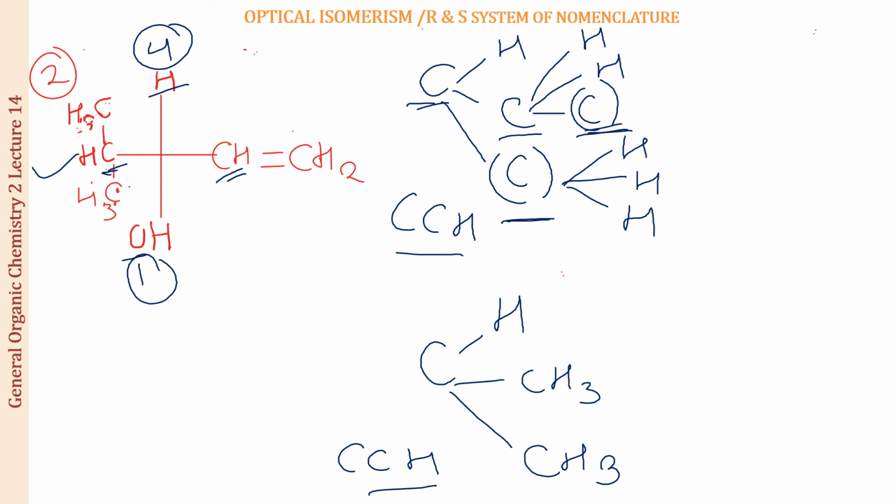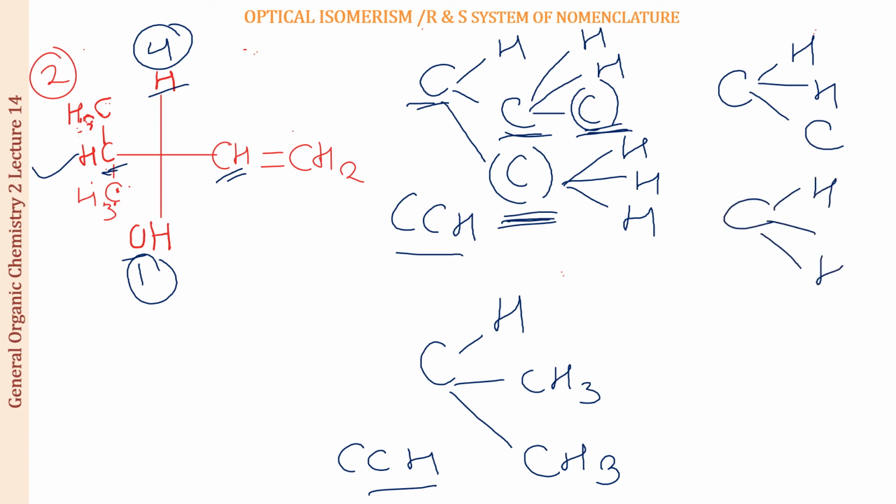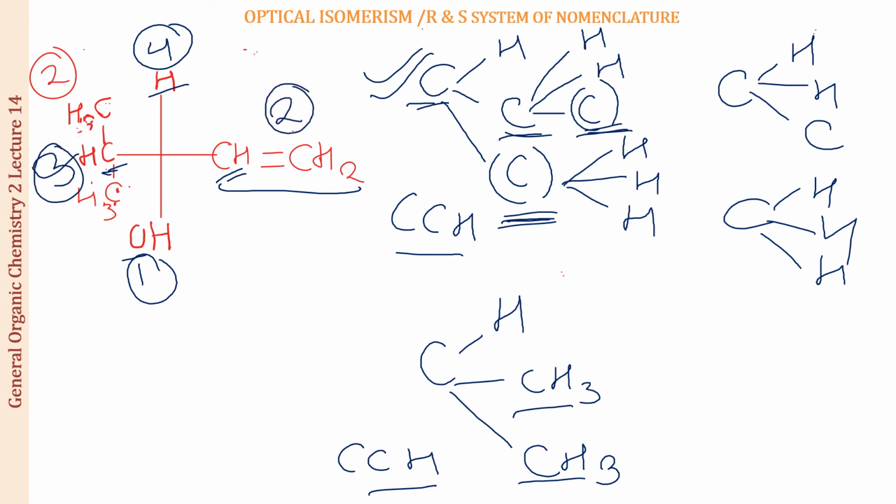Fine. So here now what you can see is that this carbon is forming an H and a C bond, and this one is forming an H. And here we have all hydrogens. So this is going to be our group of priority. That means this is the group of priority. This is going to be group number 2 and this is going to be group number 3.